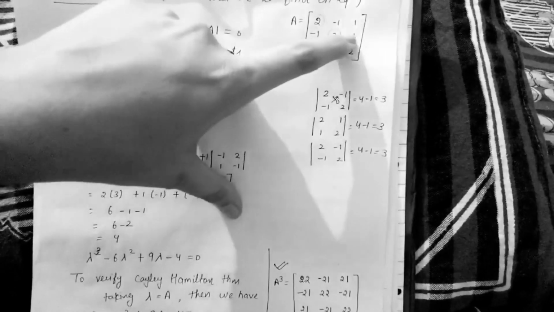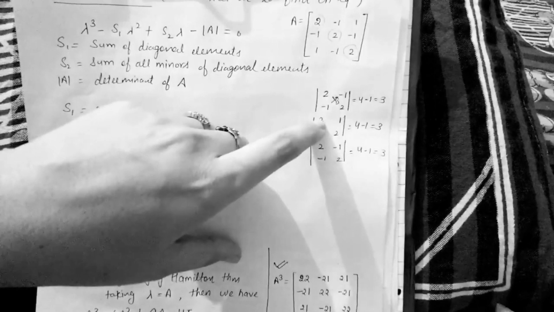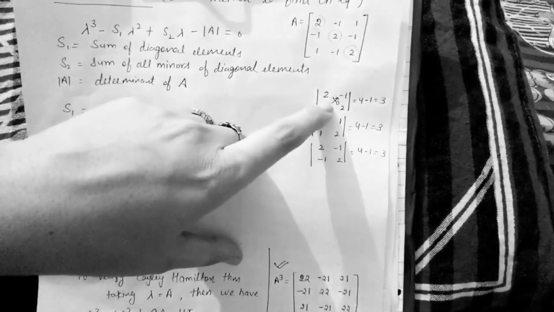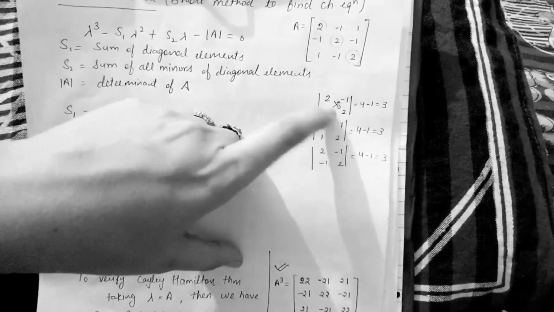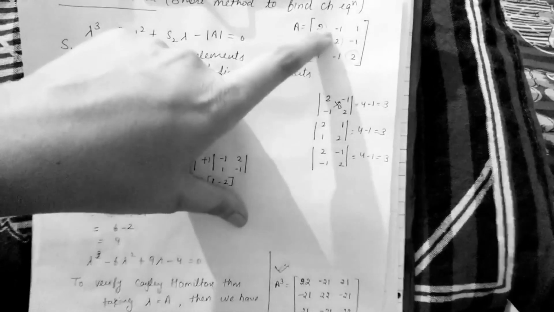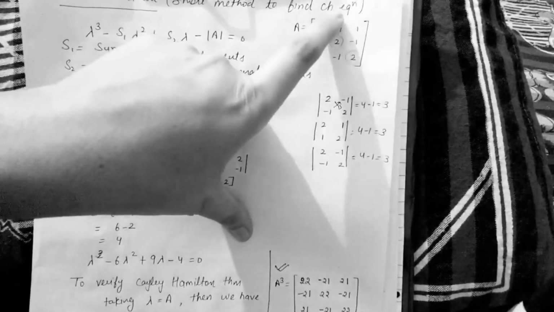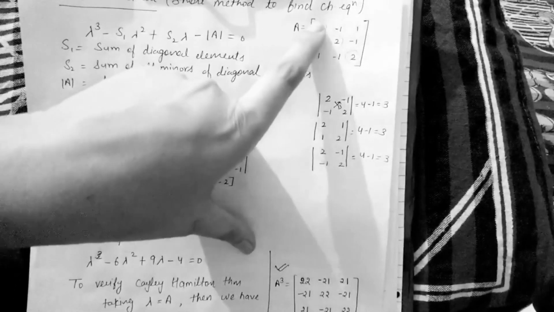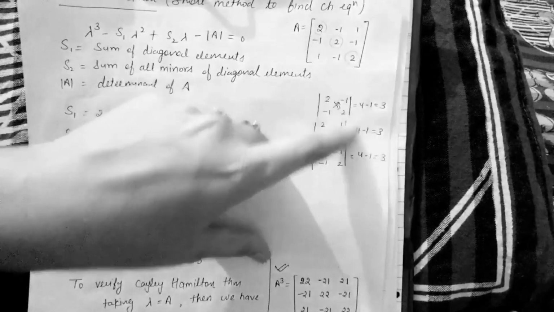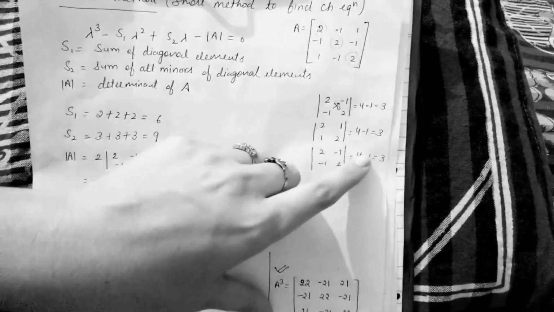We are left with 2 minus 1, minus 1 2. I'm writing here 2 minus 1, minus 1 2. The method to solve the minor is 2 into 2 is 4, minus 1 into 1 minus 1, is equal to 3. Again I am going to find the second diagonal element's minor. So again eliminating this row and this column, we are left with the corner elements 2 1 1 2. 2 2s are 4, minus 1 into 1 is equal to 3.